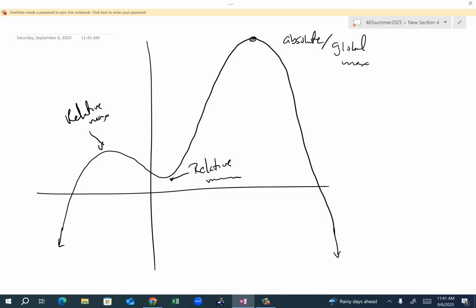And this guy here is a relative max. Like literally you could be standing on a soapbox in the middle of the street. That's a relative maximum height. But it's not Mount Hood. It's not Mount Everest.